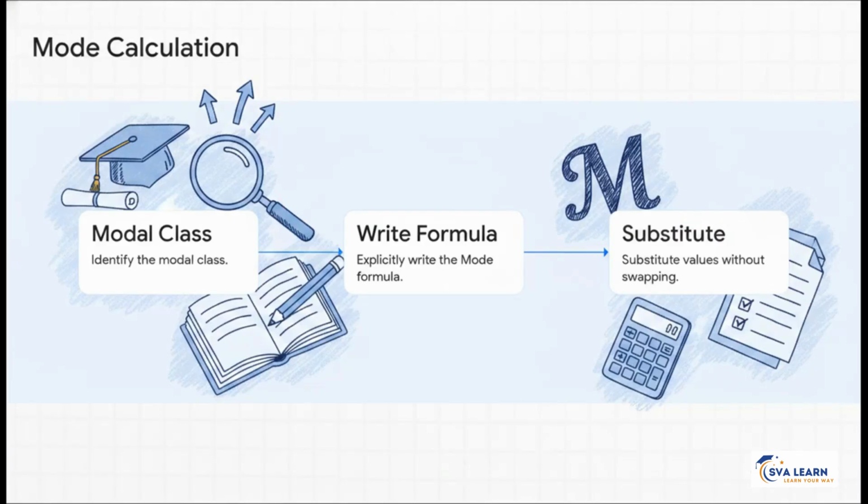If you want the points, just follow this exact 3-step sequence on your paper. First, clearly identify and write down the modal class. Second, explicitly write out the mode formula. And third, substitute your values without swapping those frequencies we just talked about. If you lay your paper out exactly like this, evaluators will just effortlessly glide through your answer, awarding you full marks along the way. It's really all about making your competence totally visible to us.